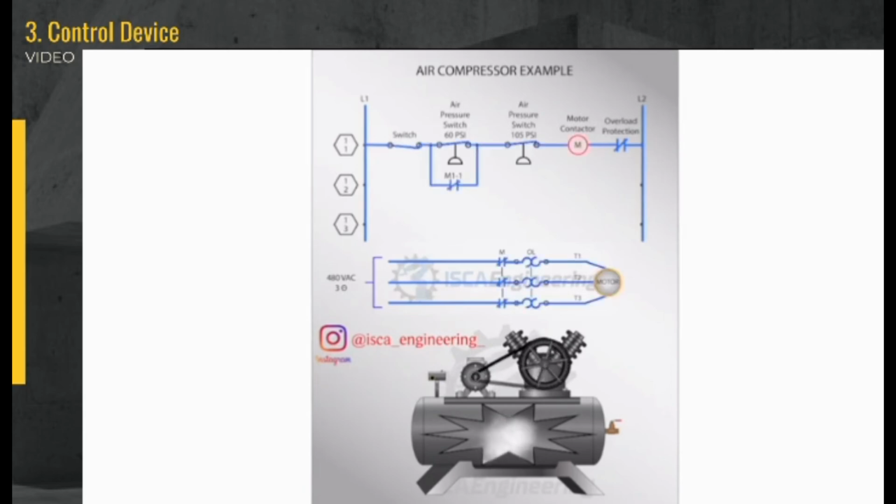After the pressure reaches 60, the first pressure switch will open. Once the compressor has reached a pressure of 105, the compressor will turn off. As long as the switch is on, the compressor will start back after the pressure has fallen below 60.